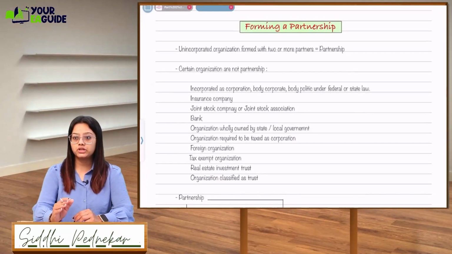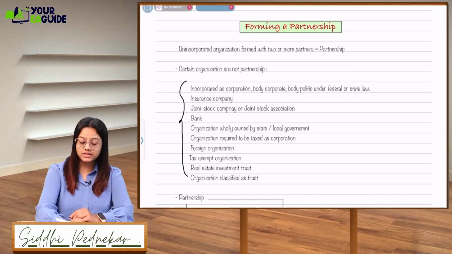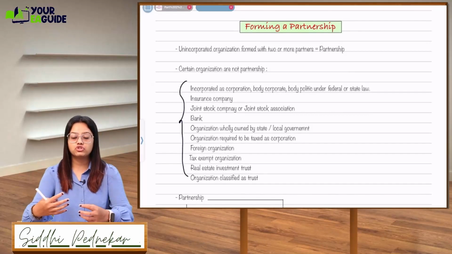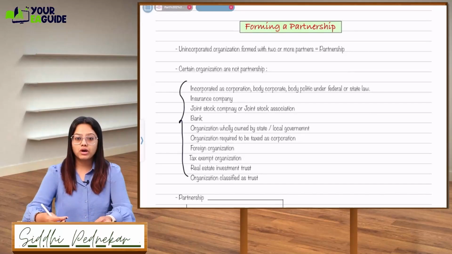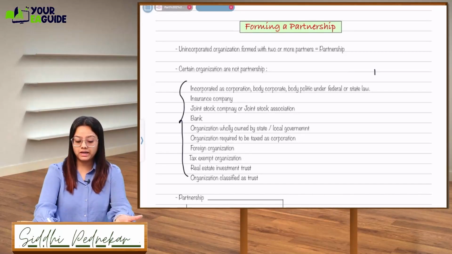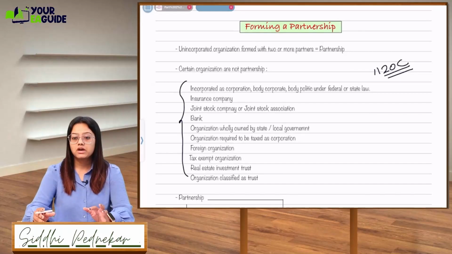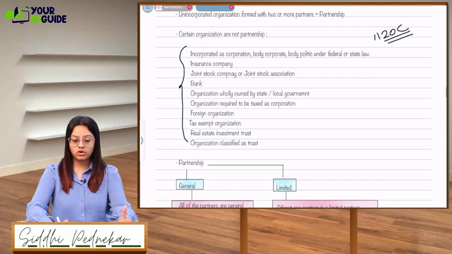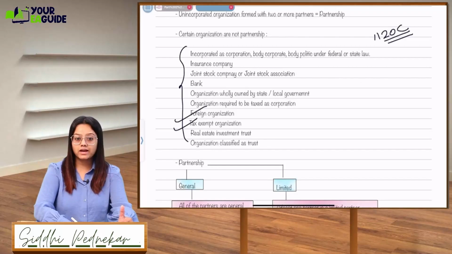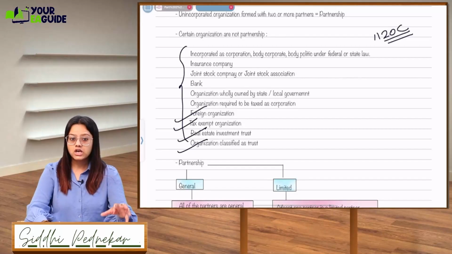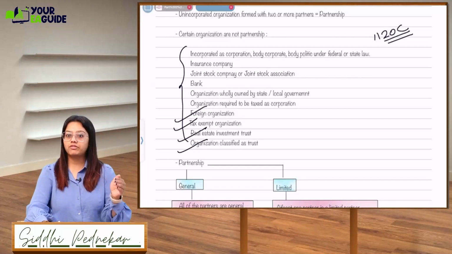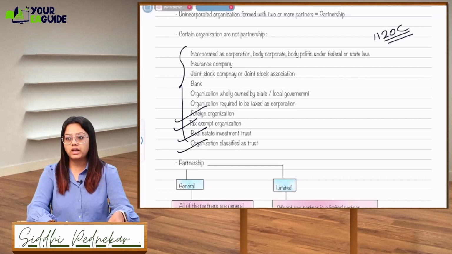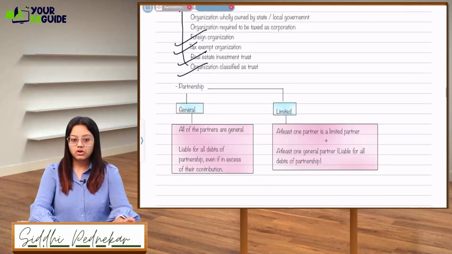There is an exception list, from which there can be a theoretical question: if you're an insurance company, a joint stock company, or incorporated as a C corp (1120 C corp is a business where you are incorporated), a bank, an organization wholly owned by the state or local government, an organization required to be taxed as a corporation, a foreign corporation, a tax exempt organization, a real estate investment trust, or an organization classified as a trust. These are organizations that have a totally different identity. They cannot enter into a partnership formation. Okay, so this is the exception.